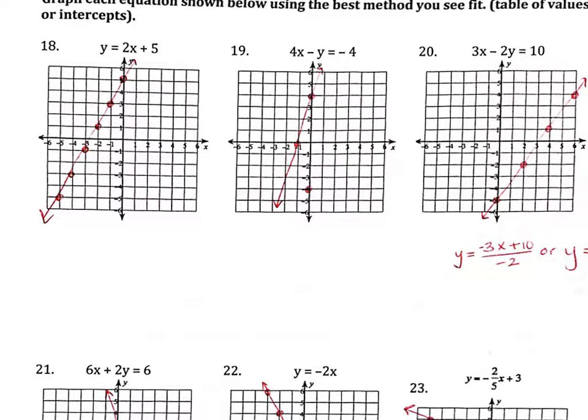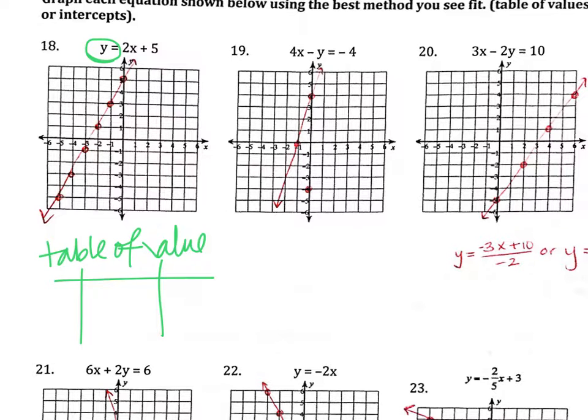So for question 18 here, because y is already by itself, this would have been a good question for a table of values. Remember they don't give you a domain, so you're just going to make a table and pick your own domain. It's always good to try to pick some negative numbers, a 0, and some positive numbers. The problem is when you plug in this positive number here, you get a value that's not on the graph. So you may have to work backwards and get some values that are on the graph.